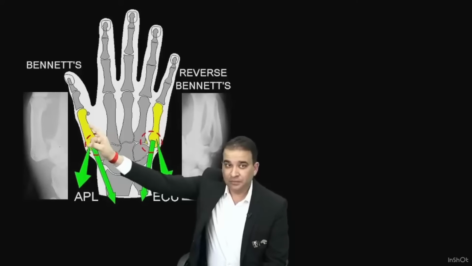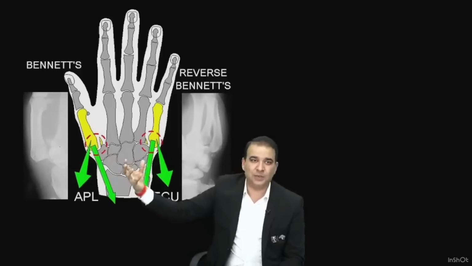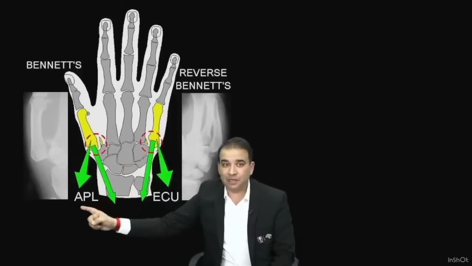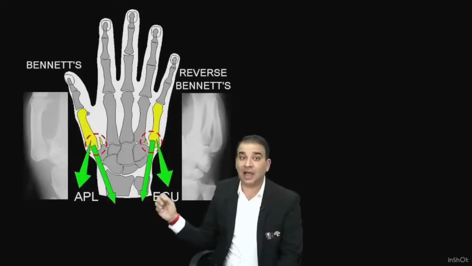But if there is a Bennett's fracture of the base of the first metacarpal, or a reverse Bennett's fracture, that is a fracture of the base of the fifth metacarpal, then obviously which muscle will pull the fragment away? The base of that respective metacarpal will be pulled away by which muscle? That is abductor pollicis longus and extensor carpi ulnaris.